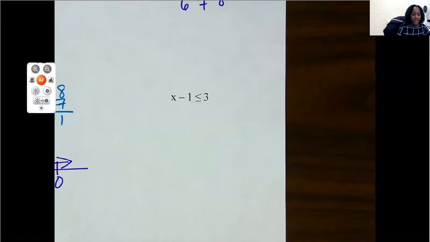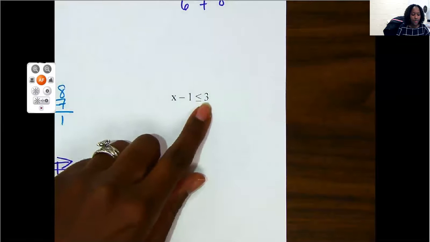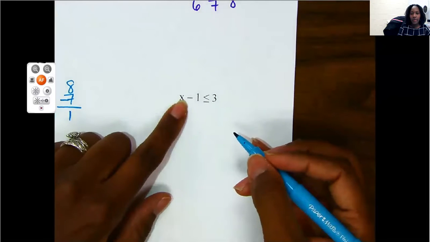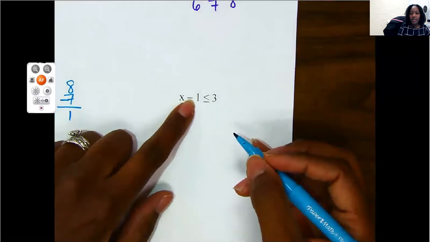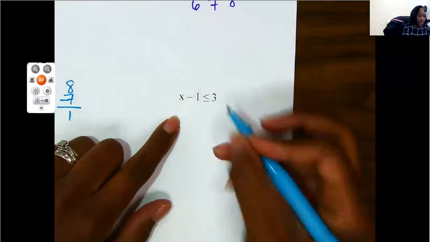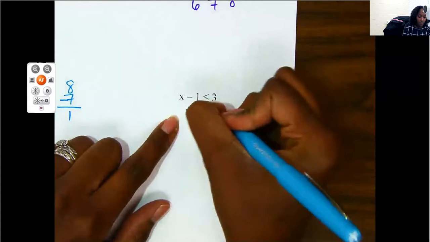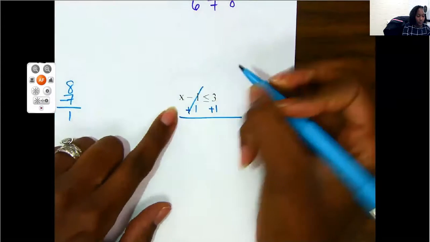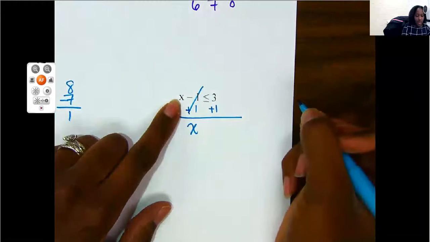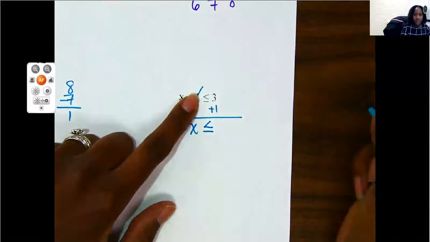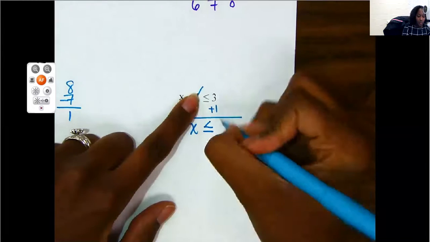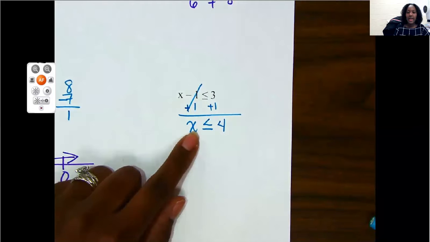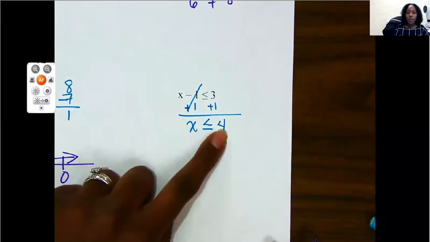x minus 1 is less than or equal to 3. Again, I want x, my variable, by itself. So I need to get rid of our negative 1 by doing the opposite, which is a positive 1. A negative 1 and a positive 1 cancel and leave me with x. I bring down my inequality symbol, and then 3 plus 1 is 4. So now my inequality reads x is less than or equal to 4.